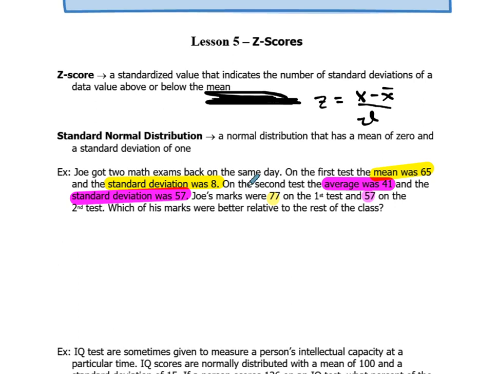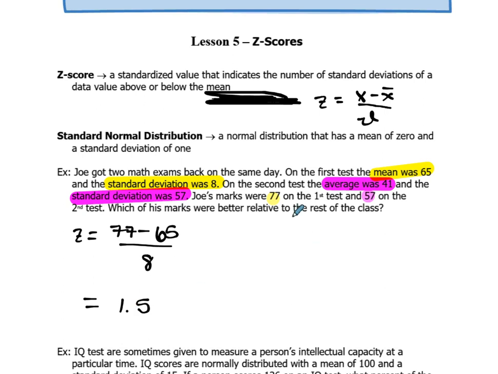So for the first one, we're going to say that z is going to be equal to my x value, which is what he got on the test, so 77, minus the mean, which was 65, and divided by our standard deviation of 8. So if I type this all into my calculator, I get 1.5. So this means that it's 1.5 standard deviations from the mean.